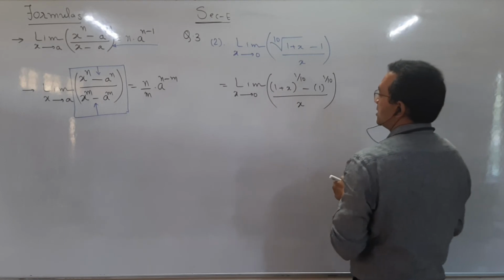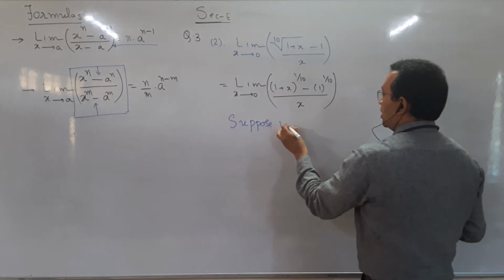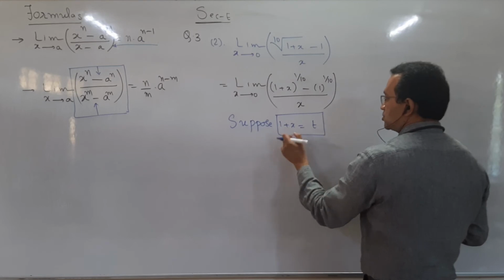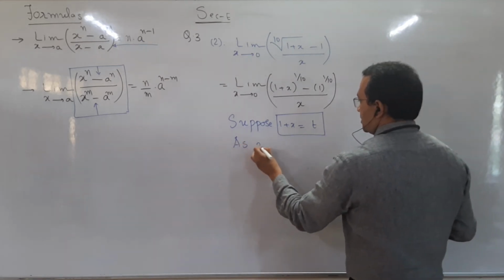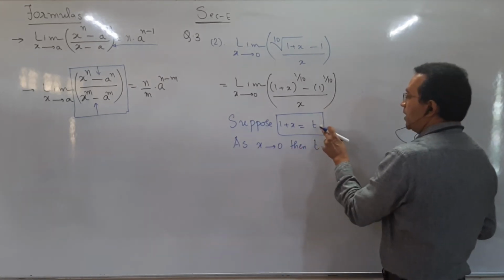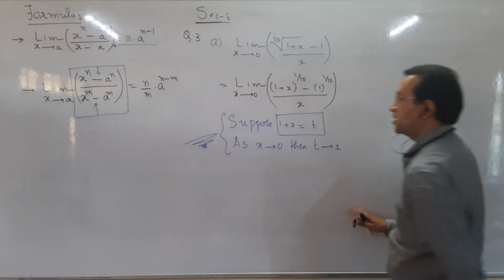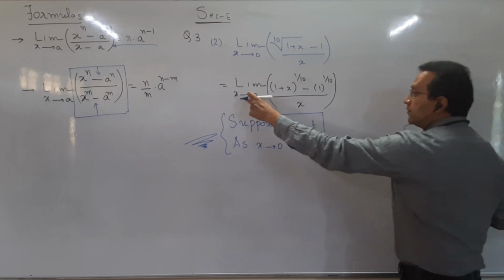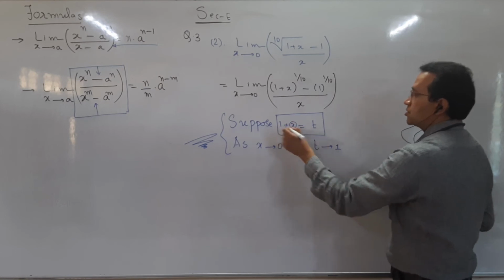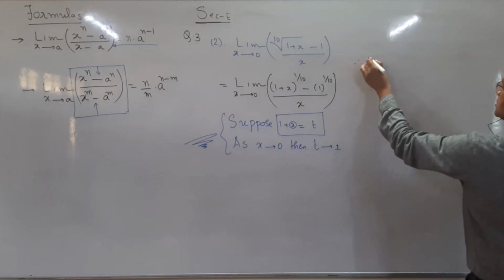So suppose 1 plus x is equal to t. So if x is 0, t tends to 1. So as x tends to 0, then t tends to 1. Whenever we suppose, the limit changes, and these two steps are most interesting. Take the given limit in the sum, and you get the limit of t. If I take x as 0, t tends to 1. So now check how drastically the sum changes.